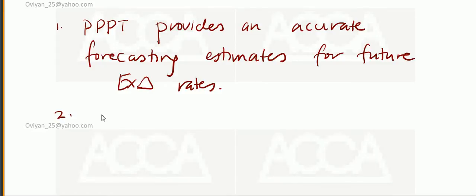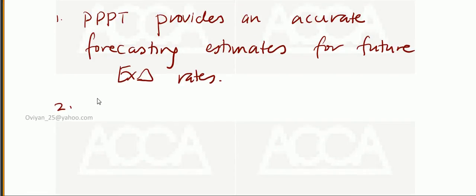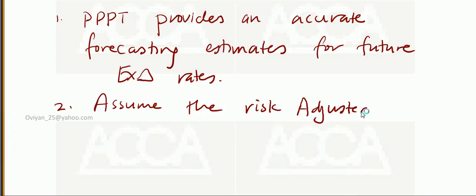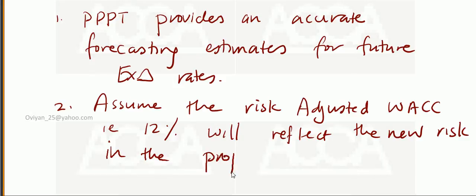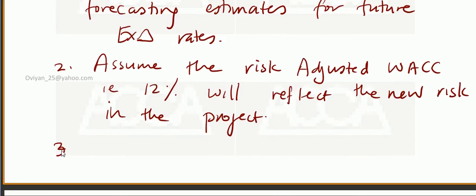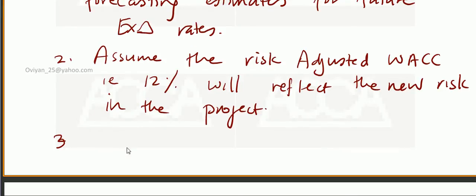We could be wrong, but no choice, we have to make this assumption in order for us to do this question. The next thing is we're going to assume the risk adjusted WACC, the risk adjusted weighted average cost of capital, i.e. 12%, will reflect the new risk of this emerging market, in the project. Write a few assumptions before you go to part B of the question.